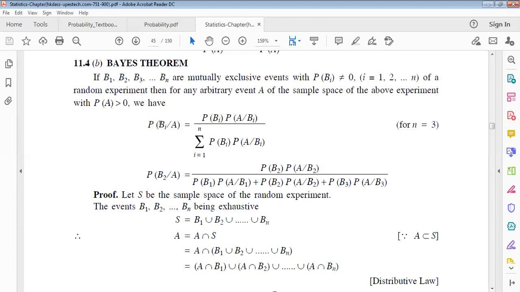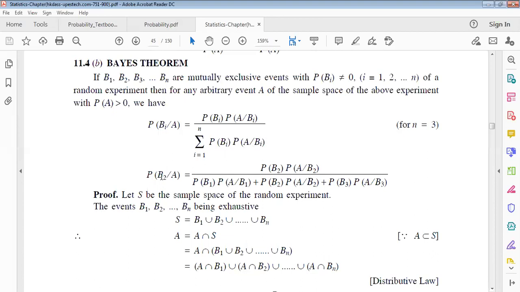we have probability of Bi when A has happened. This equals probability of Bi multiplied by probability of A when Bi has happened, divided by the whole sum. We have to divide with the whole sum: summation i equals 1 to n of probability of Bi into probability of A when Bi has happened.